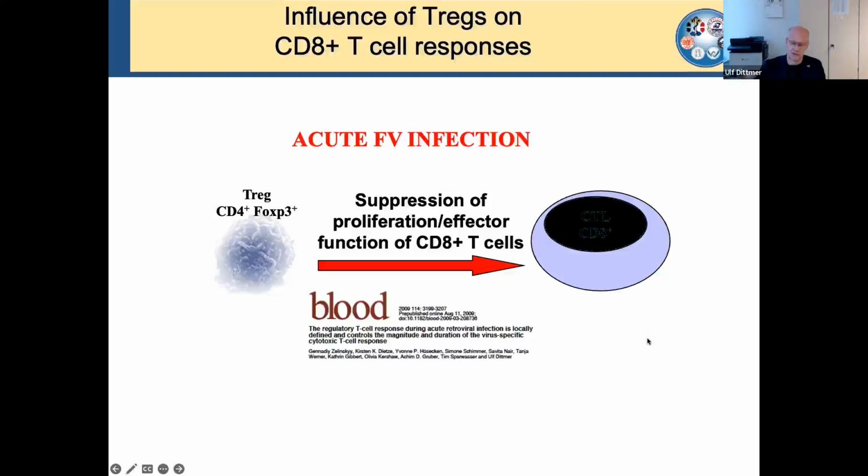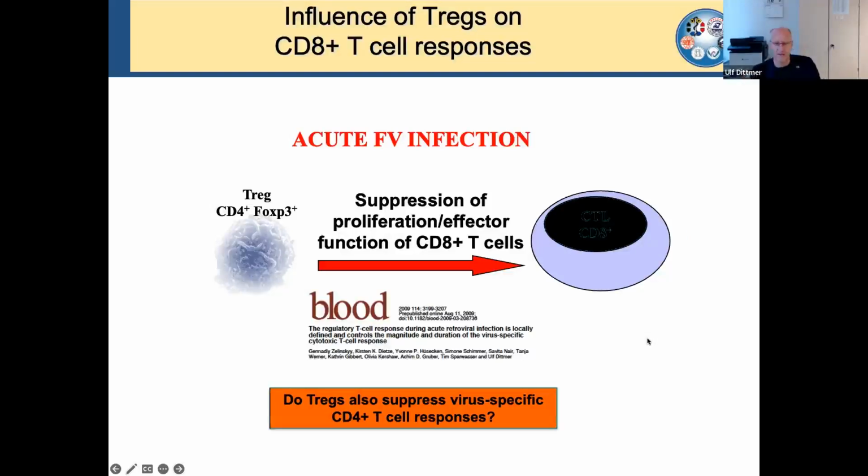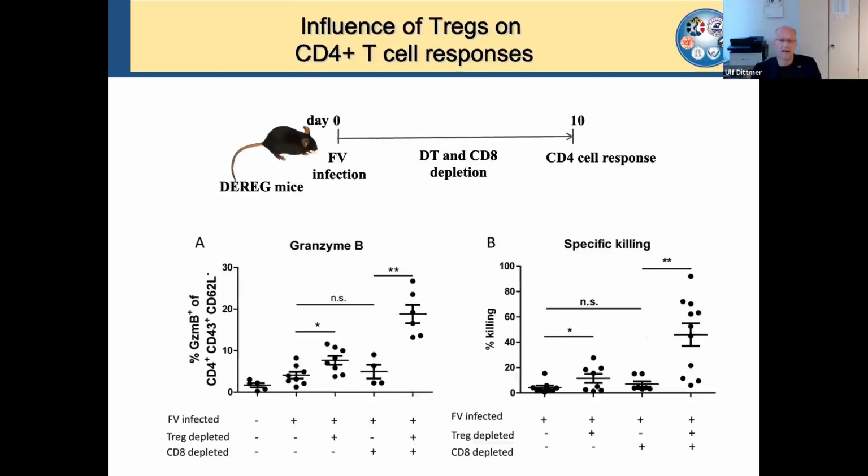And this is only summarized here in one slide. So the second question was, do they also suppress virus-specific CD4 cells, not only CD8 cells? And so we did the following experiment. We took the DREG mice where we can deplete regulatory T cells, infected them with Friend virus, and depleted regulatory T cells, or let them undepleted, and looked for the CD4 response in these animals. And this is shown here.